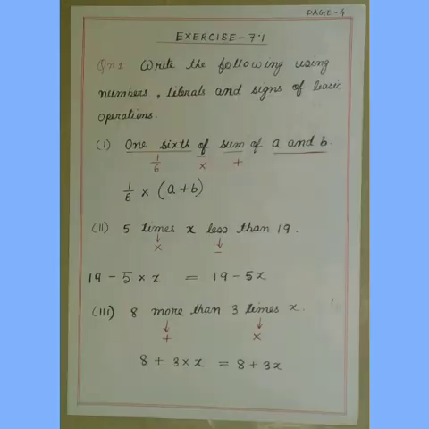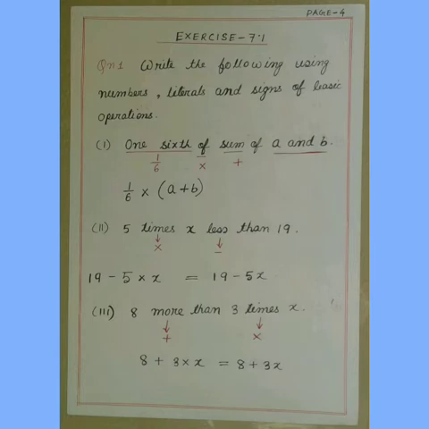Now let us solve some problems from exercise 7.1. Question number 1. Write the following using numbers, literals and signs of basic operations. Number 1 is given as 1/6 of the sum of A and B. 1/6 is 1 by 6. Of, as you know from the rule of BODMAS, represents multiplication. So 1 by 6 of is multiplication, sum is plus. Sum of what? A and B. So it will be 1 by 6 into A plus B, with A plus B inside brackets.